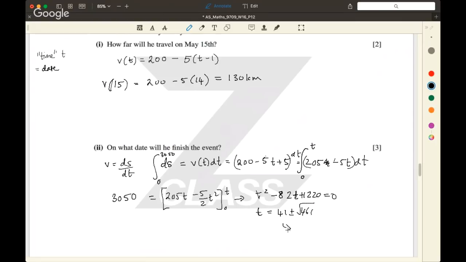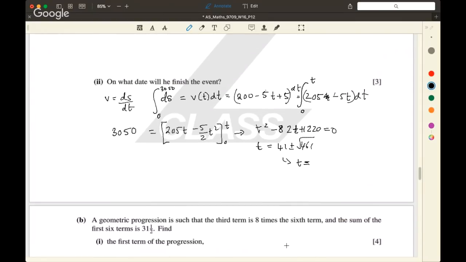But obviously we want the smaller one. So the smaller one, as long as it's not negative, the smaller one will come first. So we know that'll work. And this will give us t is equal to 19.53. And obviously this is going to happen on the 20th day. Because it's above 19, so you round it up.